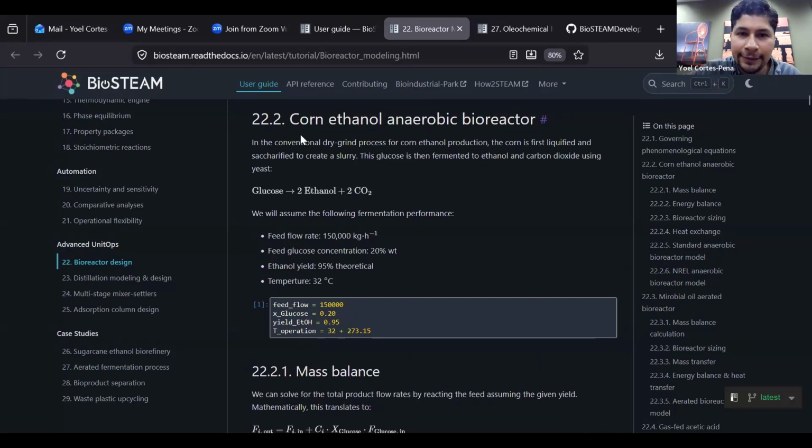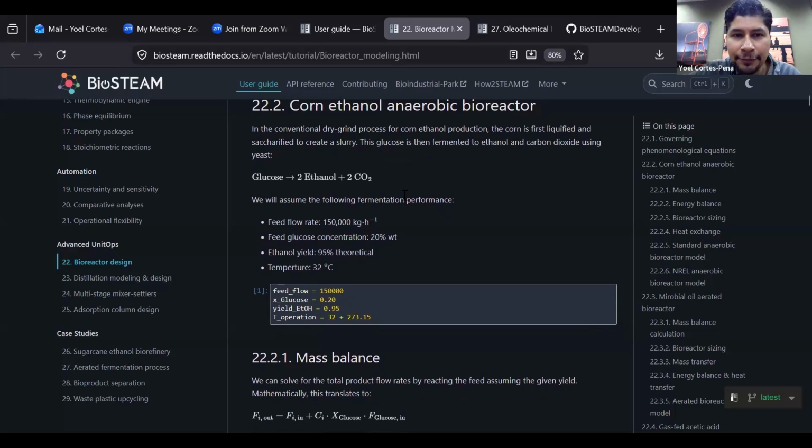Here, we're going to have a look at the conventional dry grind process for corn ethanol production. So the corn is liquefied and saccharified to create a slurry. And so the slurry is basically sugar and water. And we can ferment that to produce ethanol and carbon dioxide. And we'll be making these assumptions over here on the flow rate, glucose concentration, ethanol yield, and temperature. And we've listed them out in code here.